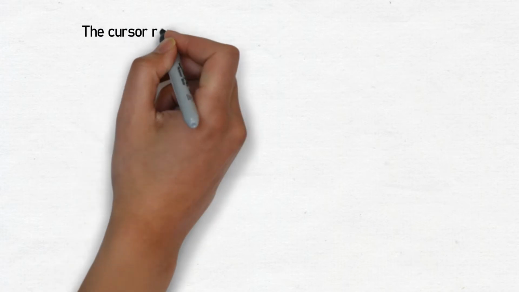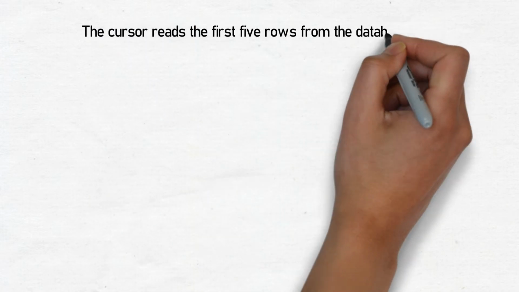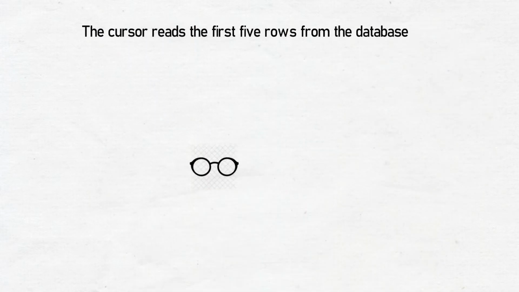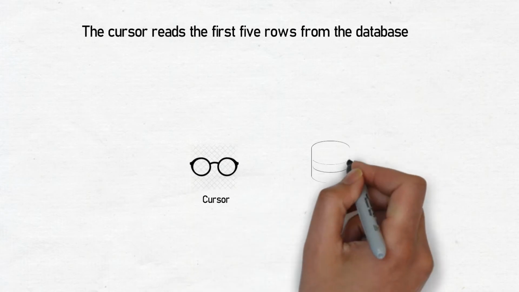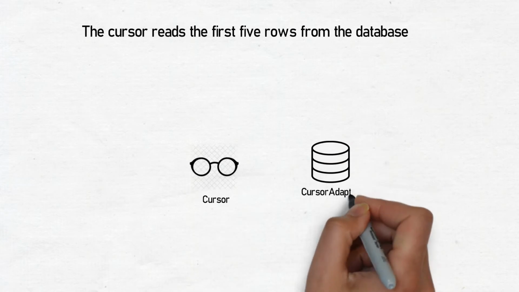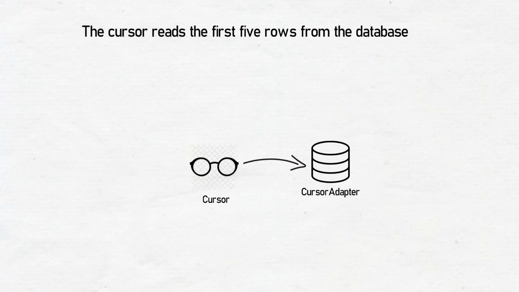Fourth, the cursor reads the first 5 rows from the database. Even though the database table contains 300 rows, the cursor only needs to read the first 5. That's a lot more efficient and it means that the screen can start displaying data much sooner.